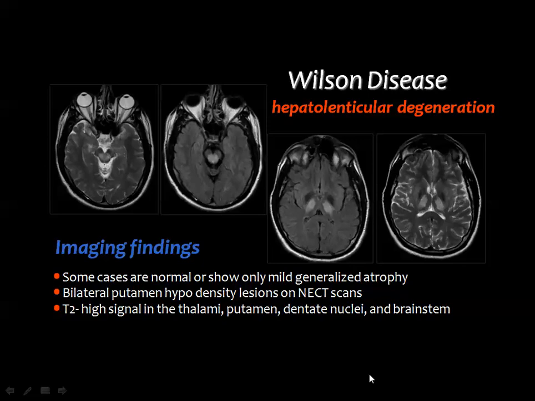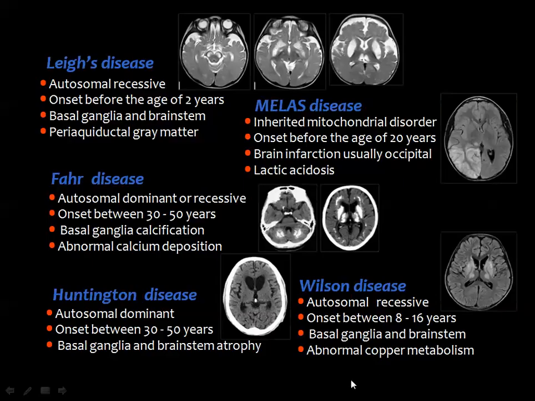And the imaging findings of Wilson disease may include, number one, normal findings. Some cases will show normal appearance in both CT and MRI, or there may be a mild form of brain atrophic changes. But if you can see findings in this disease, you get bilateral basal ganglia, especially the putamen, hypodensities on CT scan, and these lesions will appear of high signal on T2 and the FLAIR weighted images. Then there is also affection of the brainstem as well as the basal ganglia, as you can see here.